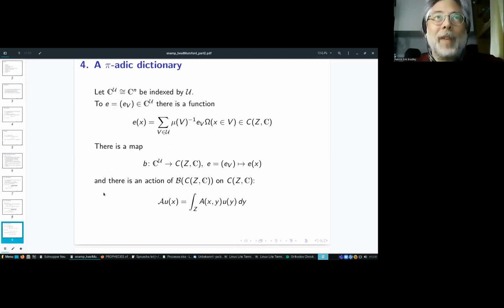And we can do something similar for vectors, which will be column vectors, which are indexed by U. So there's our functions from our covering into the complex numbers, and such a vector E is indexed by patches V, and you make a function out of this by taking linear combinations of the corresponding indicator functions, where the weight is just E_V, and then you normalize it with the inverse of the measure of the set V, which you have used as an index. And this is a continuous function. It's locally constant. And there is a map, we will call it again B, abuse of notation. We have this C to the U space mapping into the continuous functions on Z, where E, as such a vector, just maps to this function. And there's an action of bounded linear operators on this space given by the usual integral using the kernel A(x,y).